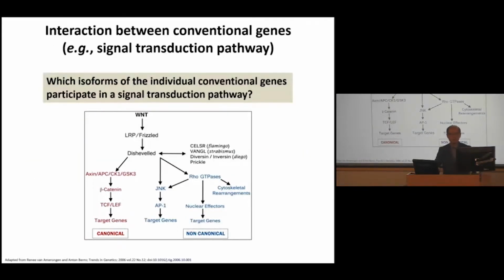So when we draw a signaling pathway now, we need to question which isoforms of the individual conventional genes participate in a signal transduction pathway. Is that isoform number 2 of gene A, or is that isoform number 10 of gene B interacting in a specific signaling pathway?